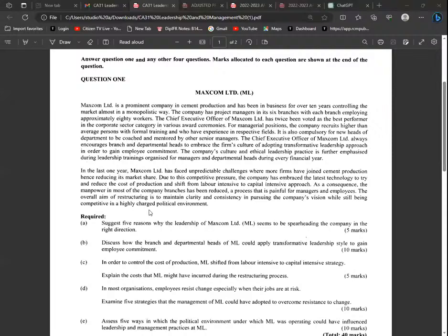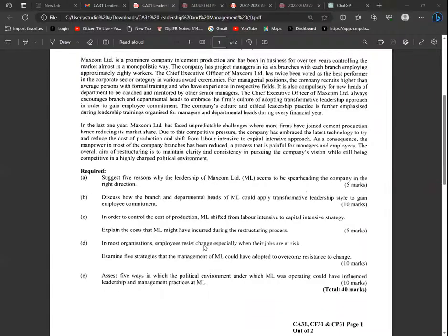D, in most organizations, employees resist change, especially when their jobs are at risk. Examine 5 strategies that the management of ML could have adopted to overcome resistance to change. For example, I can decide to incentivize, right? Give incentives to some employees. Training is another way of reducing this resistance, because at times these employees resist simply because they may not know exactly what is ahead of them because of the change.